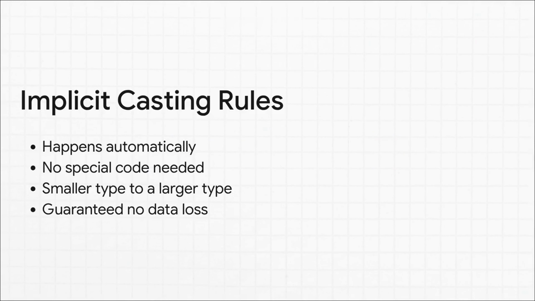And the reason it's so easy is that it follows some really simple rules. First, it happens totally automatically. You don't have to write any special code. It's always going from a smaller, less precise type to a bigger, more spacious one. And the best part? It's guaranteed to be safe. There is absolutely zero risk of losing any of your precious data.